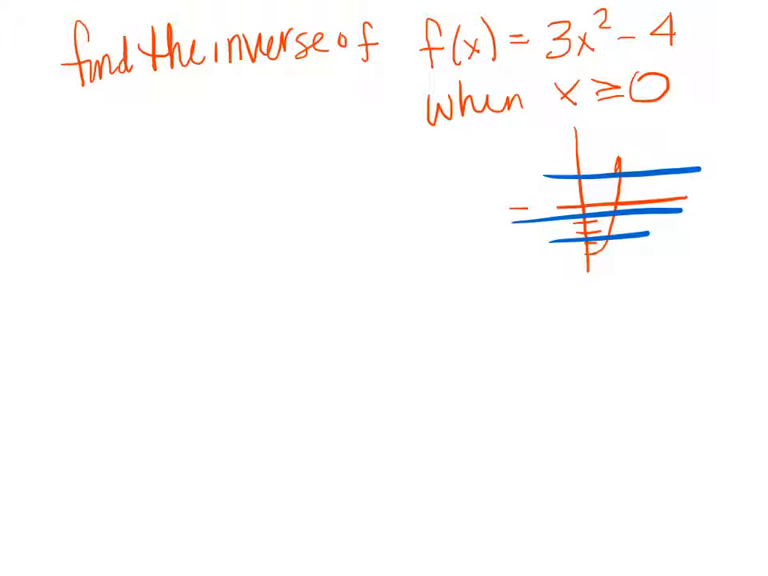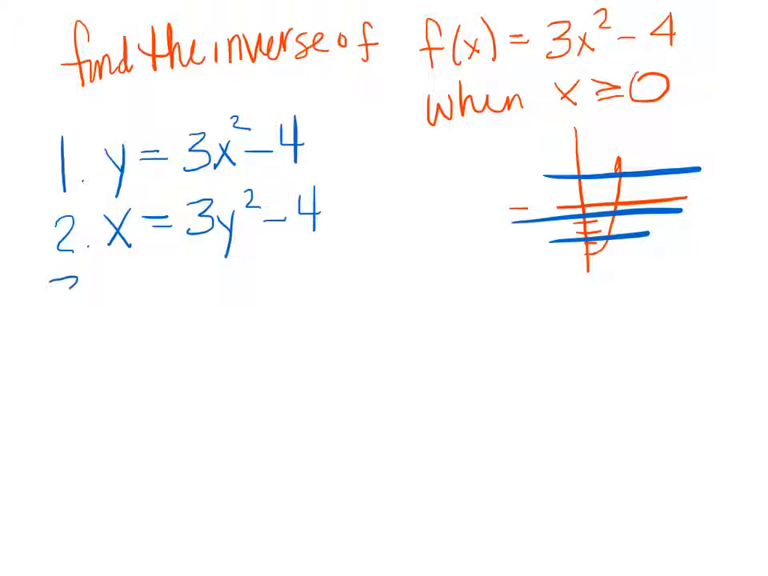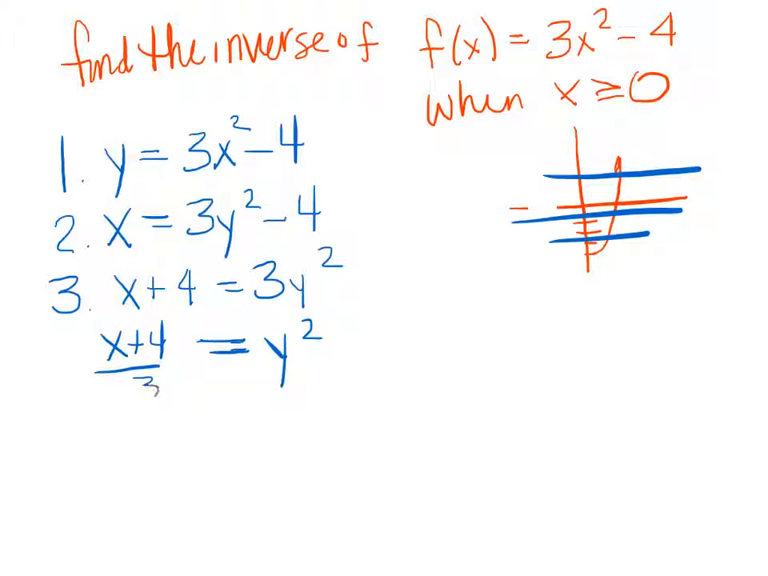Either way is great. I'm going to do step 1 and say y is equal to 3x squared minus 4. And then I'm going to say step 2, interchange the x and y. x is equal to 3y squared minus 4. Step 3 is solve for y. So I'm going to do x plus 4 is equal to 3y squared. I've got to divide by 3. So y squared is equal to x plus 4 all divided by 3. And then I still have to take a square root of both sides. The square root of x plus 4 over 3.